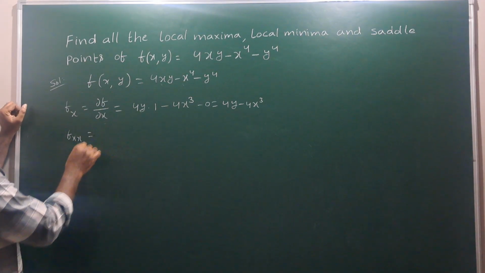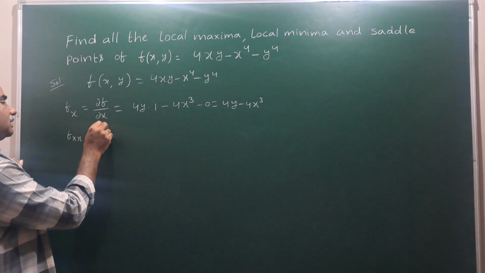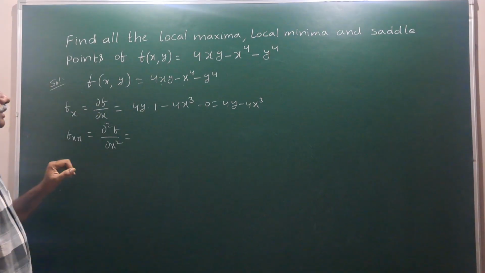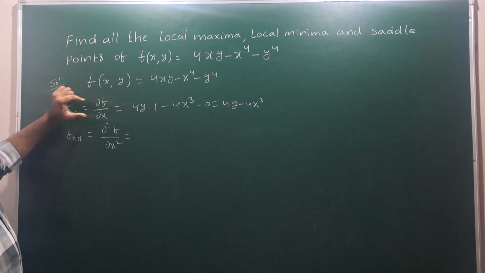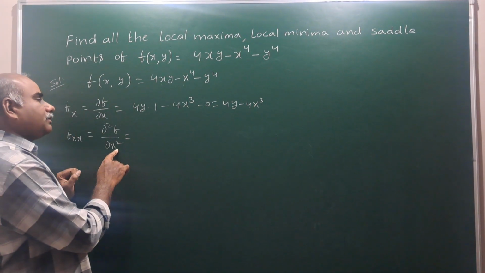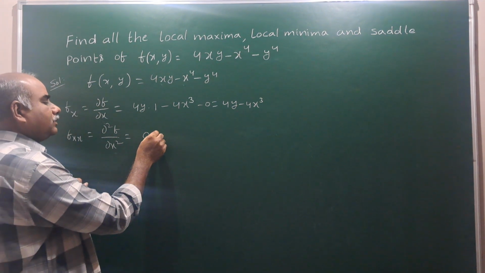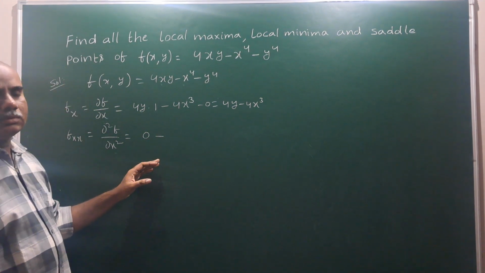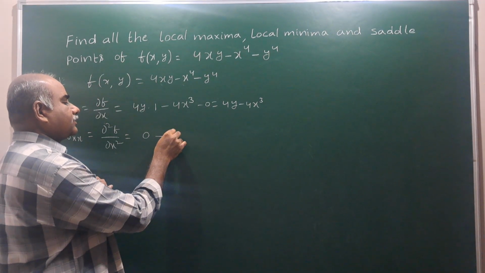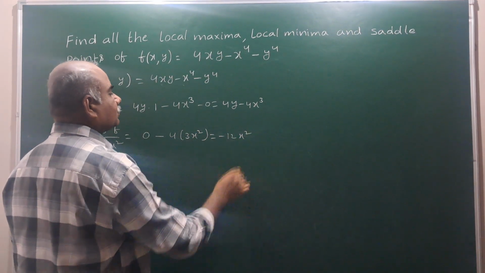fxx. So second order partial derivative with respect to x. Okay. So which is represented as dou square f by dou x square. So that means we have to differentiate dou f by dou x again with respect to x partially. Okay. So with respect to x, 4y is completely constant. Its derivative is 0, and derivative of minus 4x cube: minus 4 into derivative of x cube gives 3x square. So minus 4 into 3x square, which is equal to minus 12x square.